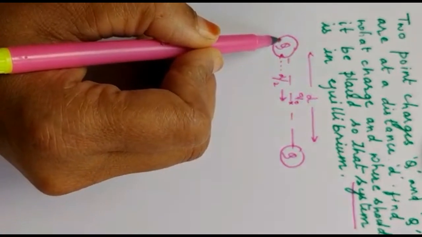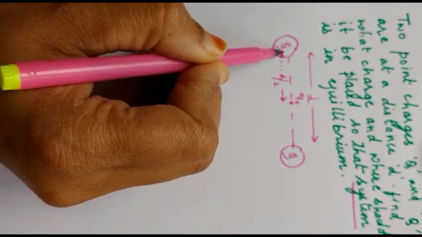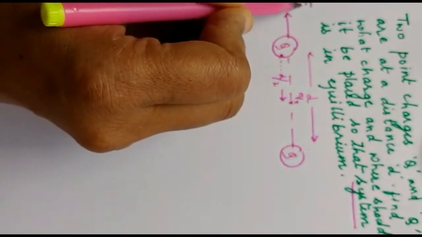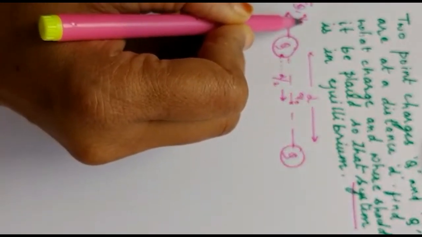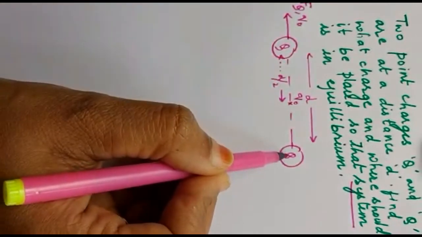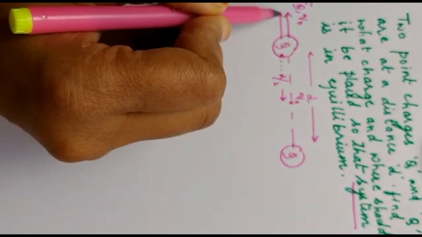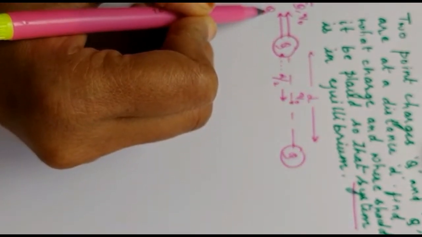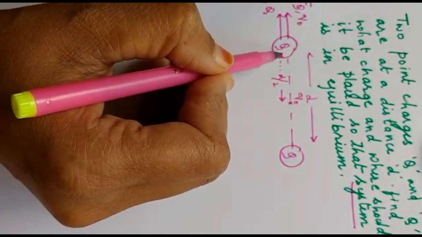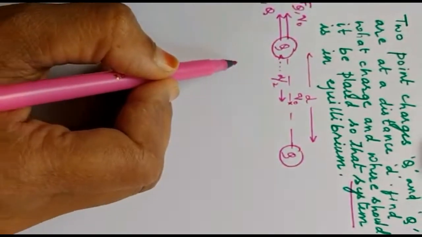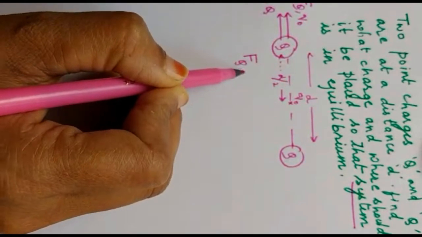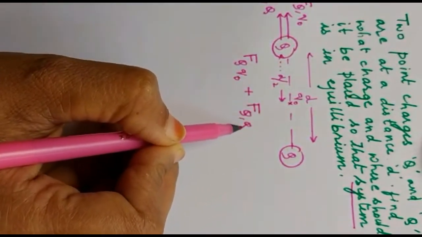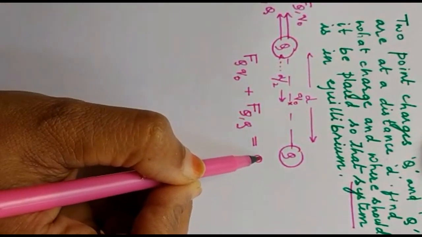Now let us see what are the forces acting on capital Q. Capital Q is repelled by Q naught. So this is one force, F on capital Q due to Q naught. Capital Q is also repelled by another charge, capital Q. So this is the direction of force on capital Q due to capital Q. But the sum of these two forces has to become 0.